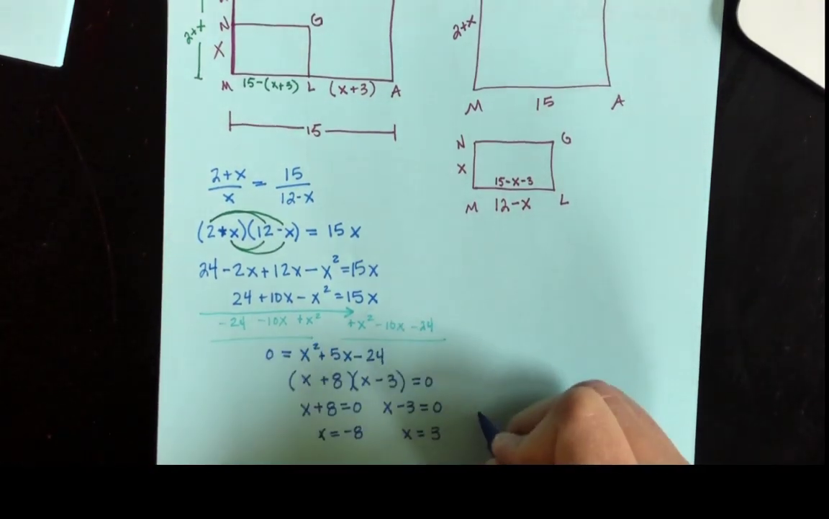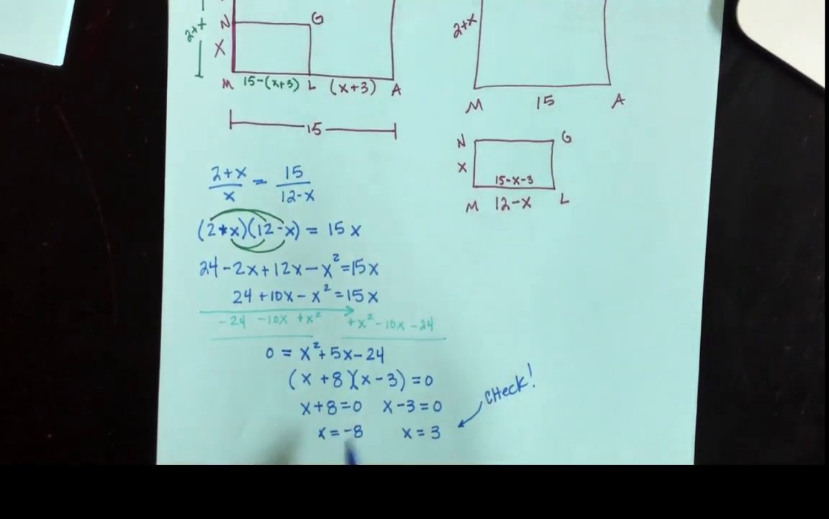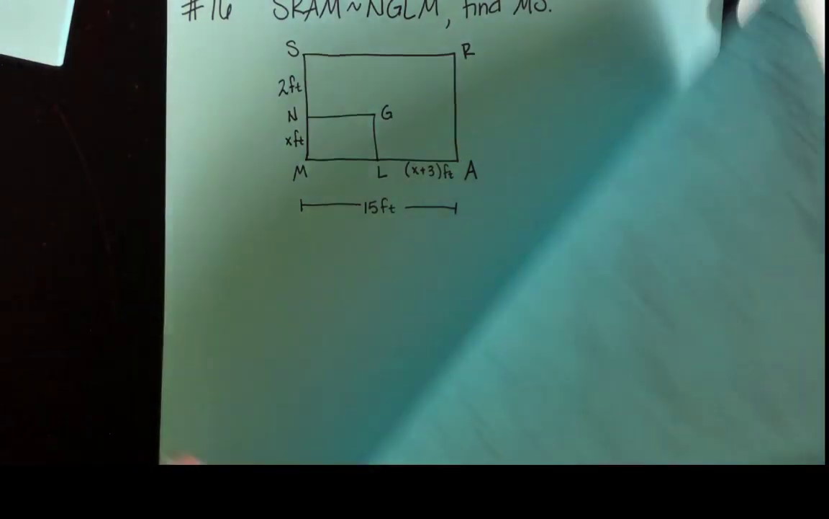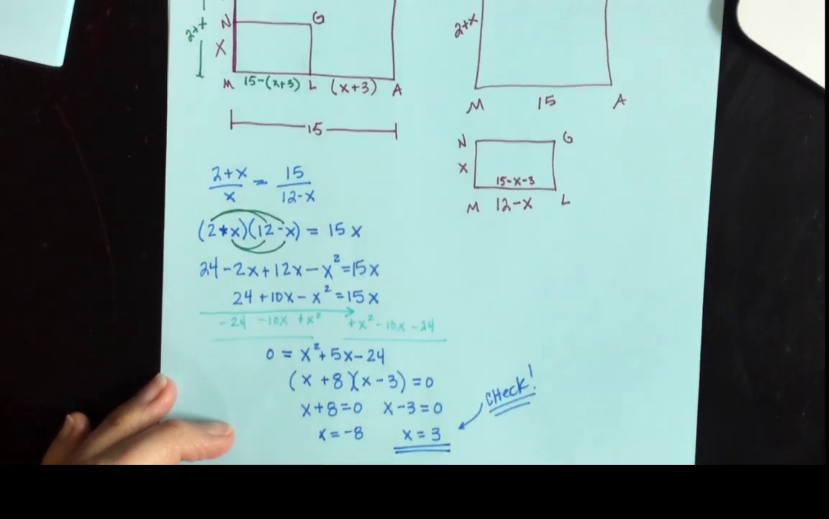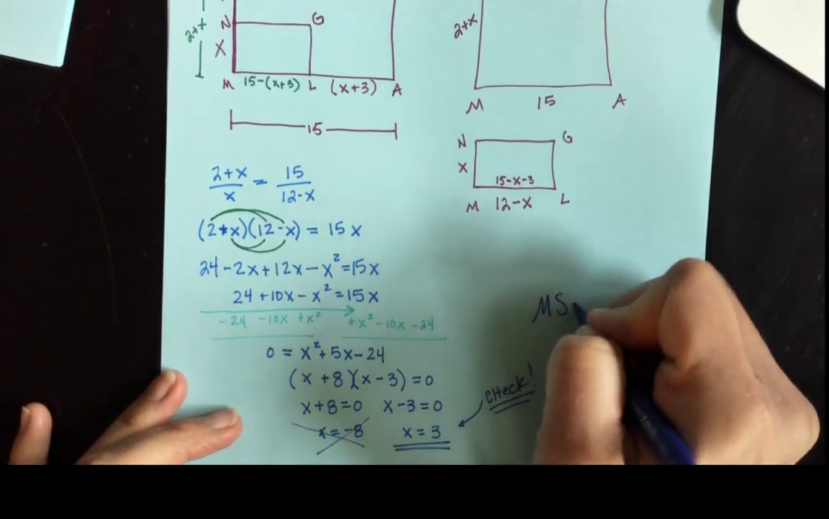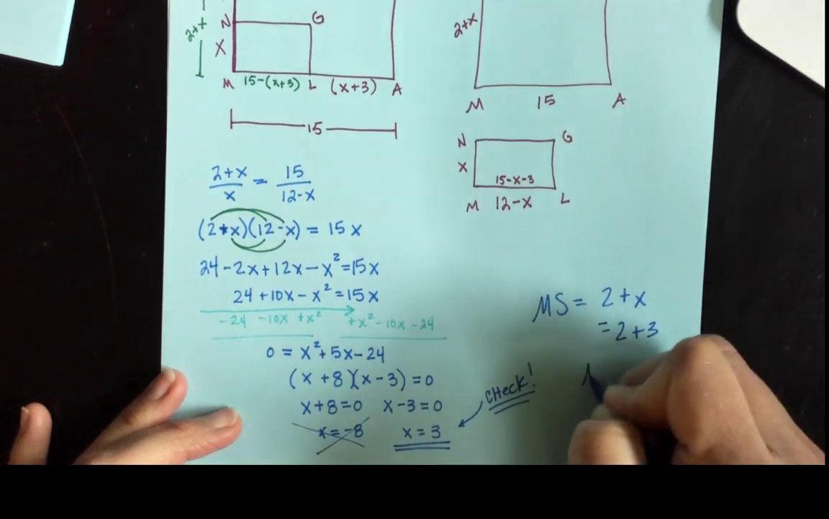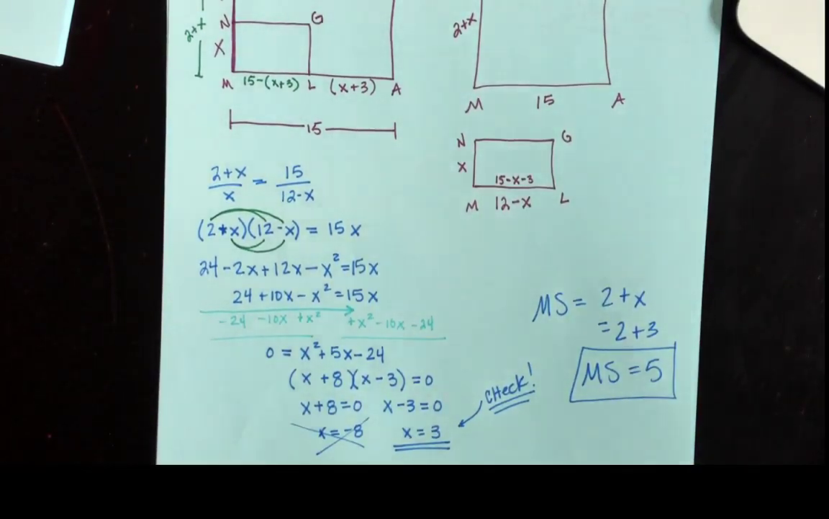Now I do have to check your answers. And the nice part is right away, you can't have a negative length. So right away, negative 8 isn't going to work. So when this question was asked, it was asked for us to find MS. And we know that this one's the only one that's going to work. That one cannot. So in this question, MS was 2 plus x, which is 2 plus 3. So MS would be 5. But again, it's paying attention to what the question's asking.